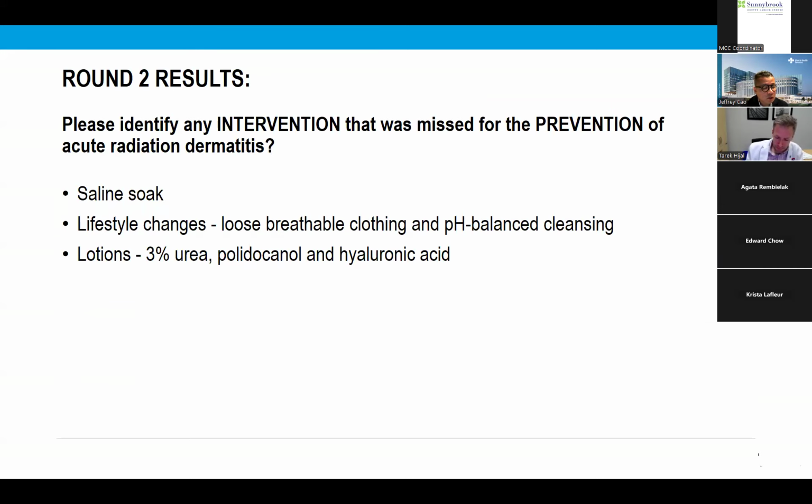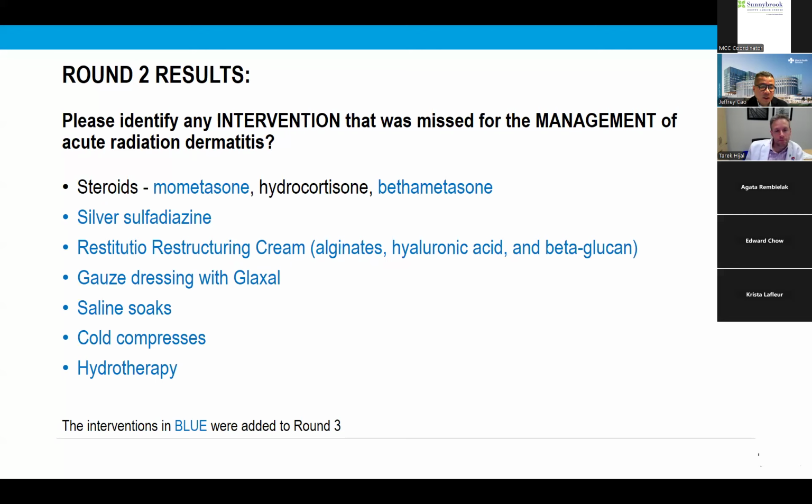At the end of round 2, we also asked, what did we miss in the MASS guideline? What did we miss in your everyday practice from round 1? People said saline soaks, urea creams, lifestyle changes. And then what did we miss for the management? A lot of people use steroids, not just hydrocortisone, but stronger steroids like betamethasone and mometasone. Some people use Flamazine. There are also saline soaks, cold compresses, gauze dressing with Glaxal Base, which we use a lot here in Calgary, actually, and then this Restitutio restructuring cream and hydrotherapy. These were added to round 3.